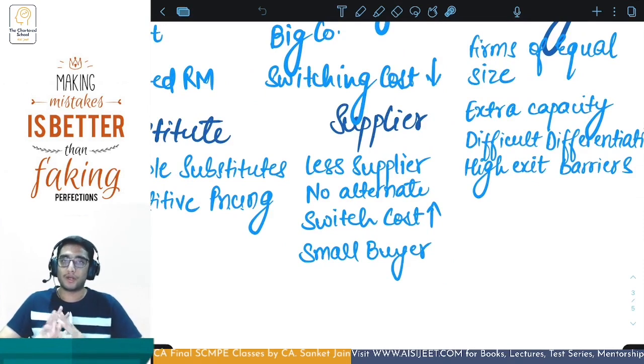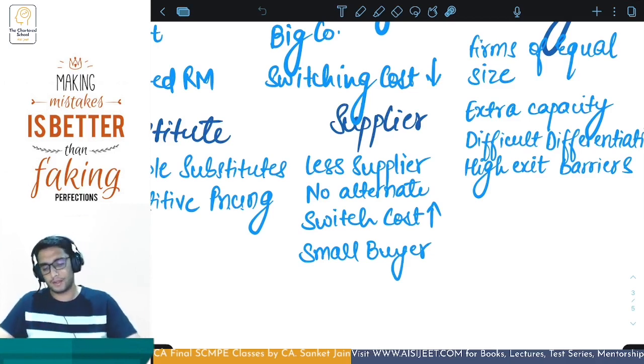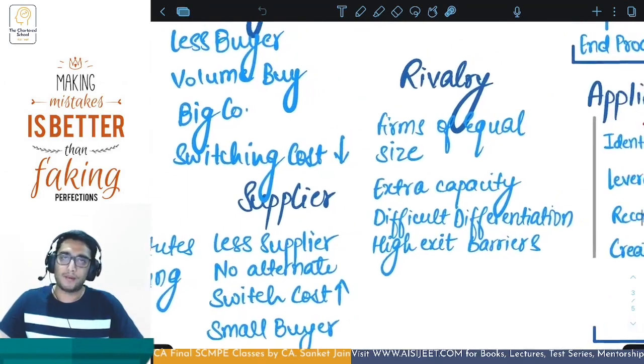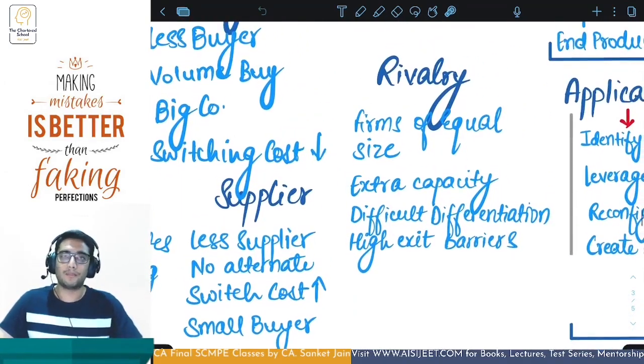If there is no alternate supplier, no alternate supply of this product, then again suppliers bargaining power will be high. If the switching cost from one supplier to another is high, then the buyer would not be easily able to switch between the suppliers. In that case, again, the supplier's bargaining power will be high. And if the buyer is a small buyer, then the supplier will bargain well. Okay, so power will be imposed there.